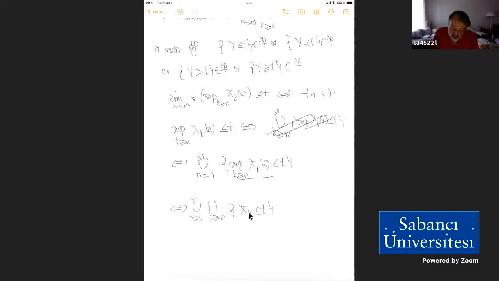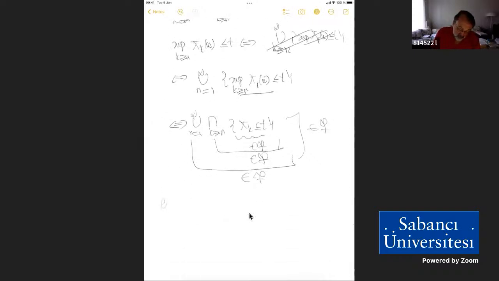Since x_k is measurable, this set belongs to F, the countable intersection belongs to F, and the countable union belongs to F. Hence this belongs to F, and then you are done. For the lim inf of x_n, which is equal to minus the lim sup of minus x_n, with a minus sign here, then you are done. Hence, done also.